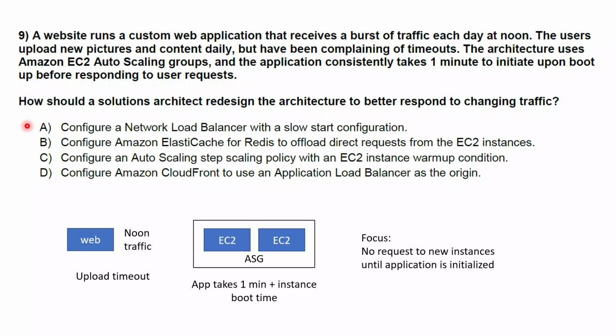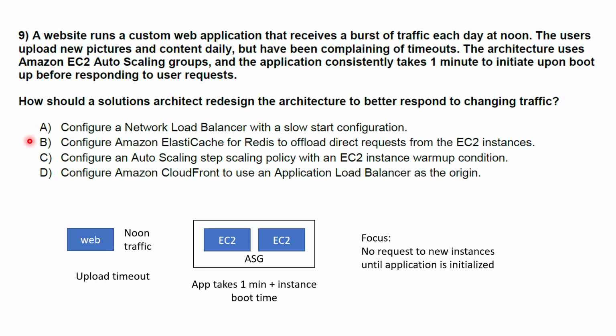NLB is optimized for performance and it does not have a slow start mode. However, an application load balancer indeed has a slow start mode. By default, a target in an application load balancer receives its full share of requests as soon as it is registered with a target group and passes the health check. If you configure the slow start mode, ALB gives the targets time to warm up before it starts sending them the requests. So this choice would have been valid for the application load balancer, but not for NLB.